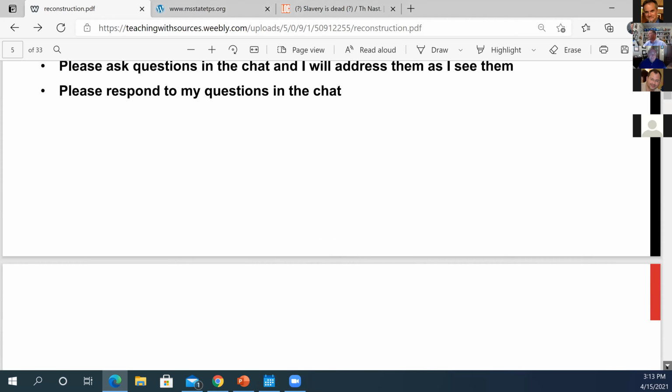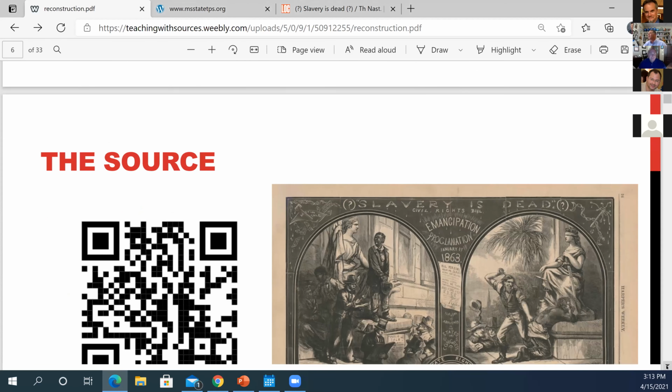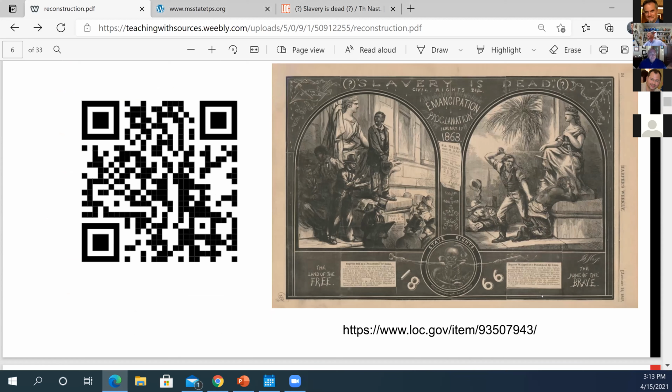So get ready. We're going to introduce our source. So this is our source. And we're going to look at it at length in a minute, but if you have another device like your phone or iPad, just use the QR code and we'll cross our fingers that it's going to work. I just tried it a minute ago and it worked on my iPad. So this is the source we're going to use. It's Slavery is Dead. And we'll talk about when it was made and who made it in just a minute. So I'll wait just about 30 seconds if you want to try to open another window using a hyperlink or use another device, just a little bit longer.